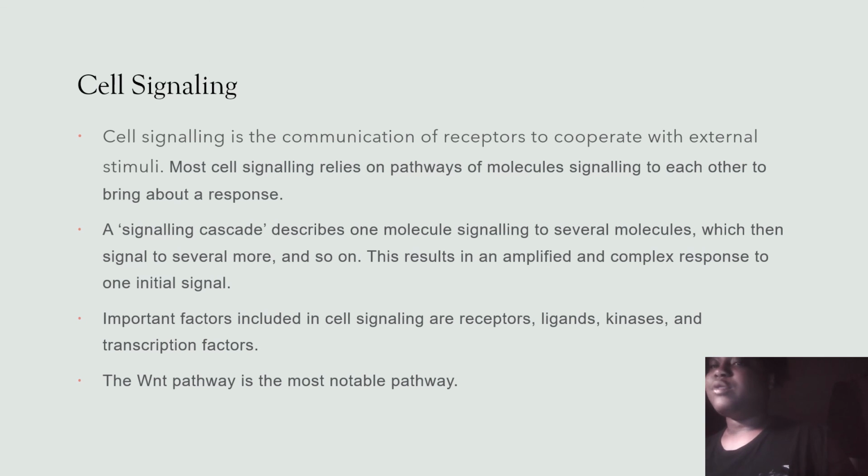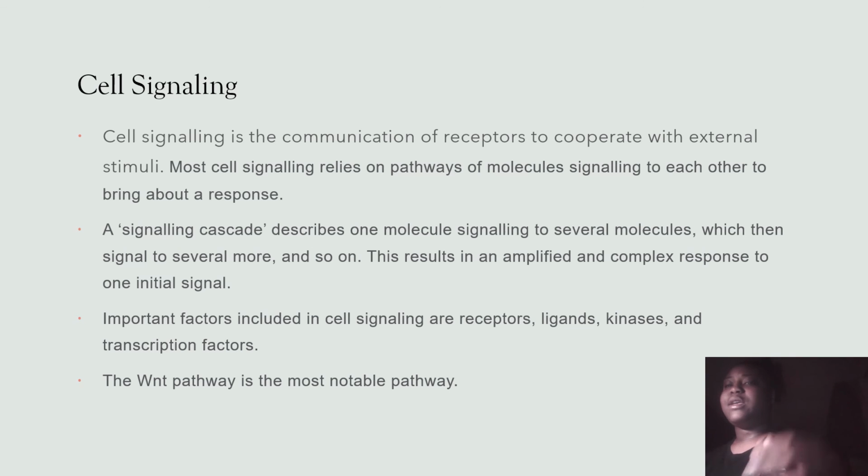Important factors included in cell signaling are receptors, like I said, ligands, kinases, and transcription factors. The Wnt pathway is the most notable pathway. So the Wnt signaling pathway regulates several developmental processes such as cell differentiation, cell migration, and proliferation during embryogenesis and in adult tissues. Dysregulation of this cell signaling pathway may promote tumorigenesis and metastasis.